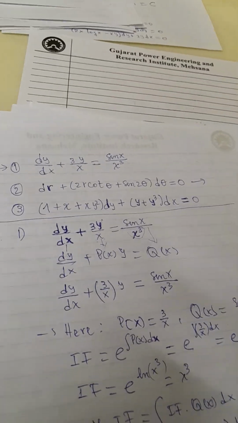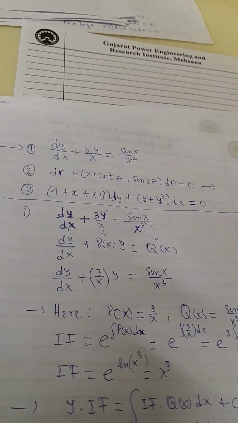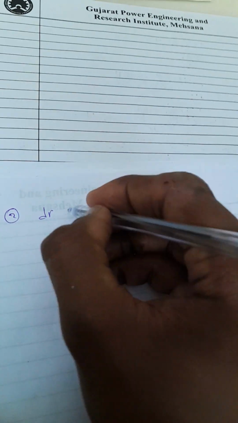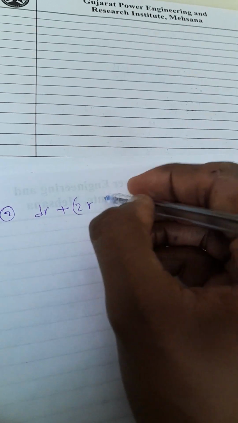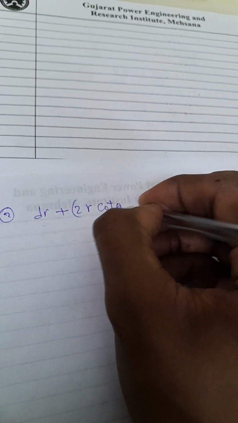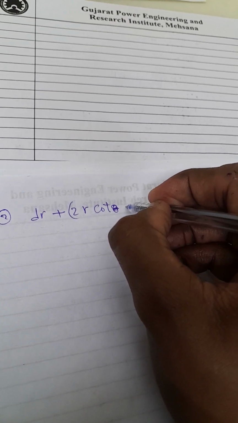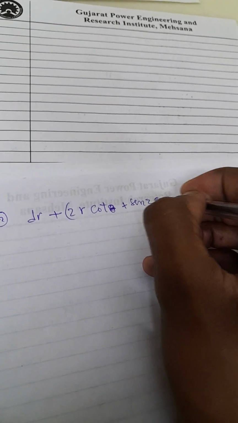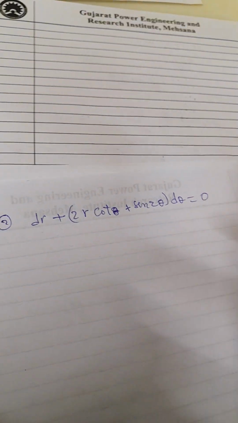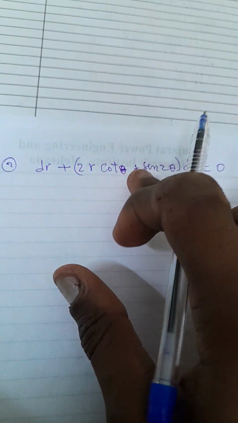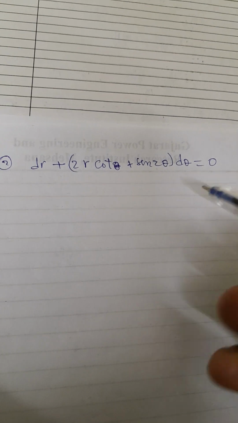Let us now solve the second exercise. For the second one, we have dr plus 2r cot of theta plus sine 2 theta d theta equal to 0. Now see, is it possible to reduce this? Here we do not have x, neither y, it is r and theta. How to do it? You have to do the same way.